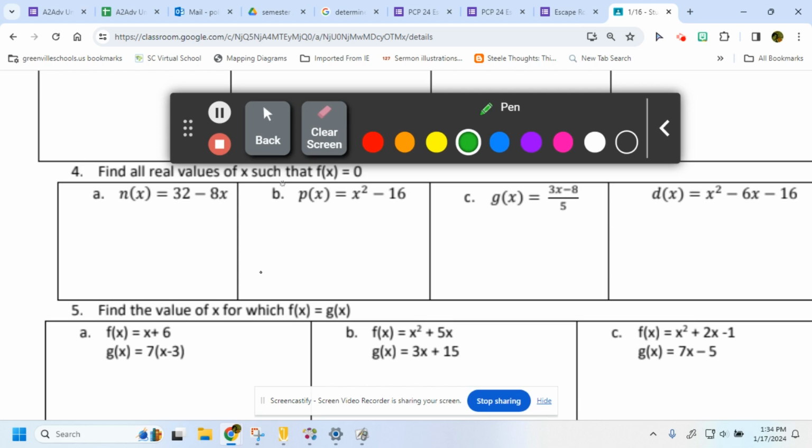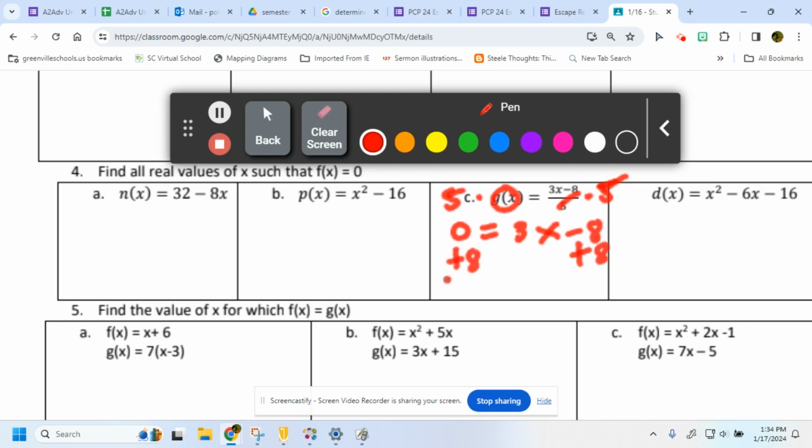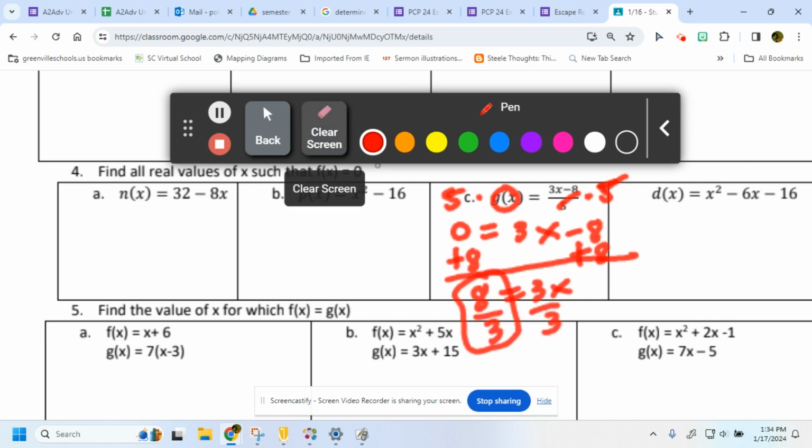Here g of x, so you're going to make this equal to 0 again. Then you multiply it by 5. This 5 cancels out. 5 times 0 is still going to be 0. So you only focus on the numerator, 3x minus 8. Move the 8 to the other side by adding 8 on both sides. So that gives you 8 equals 3x. Divide by 3. 8 thirds is the answer.